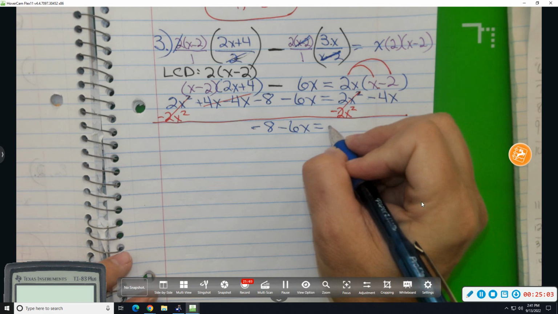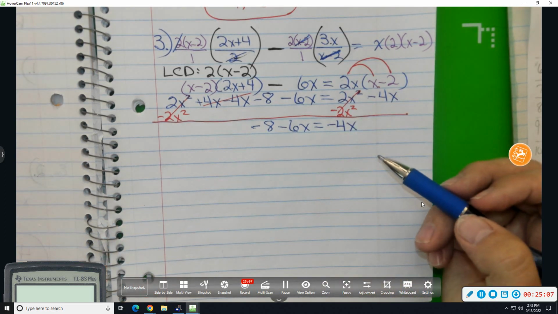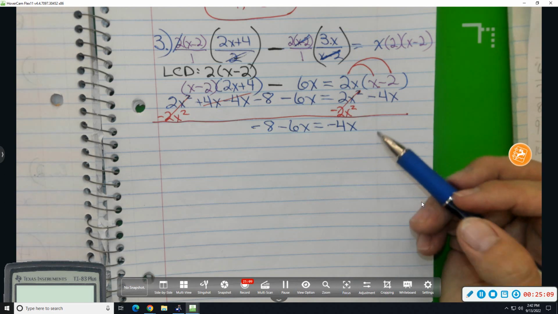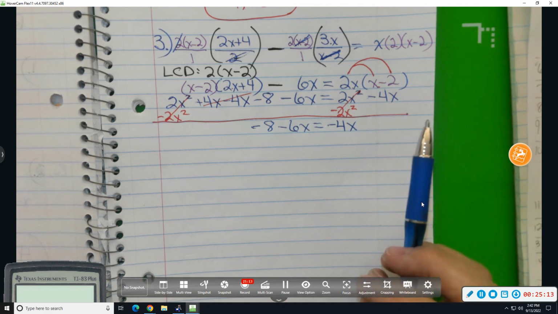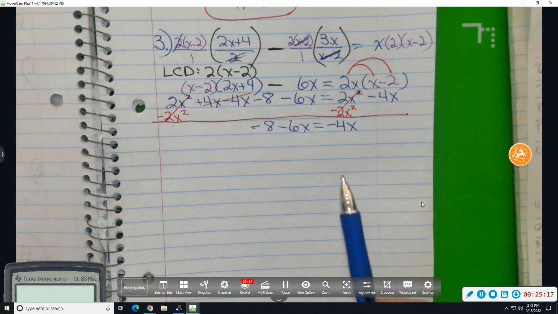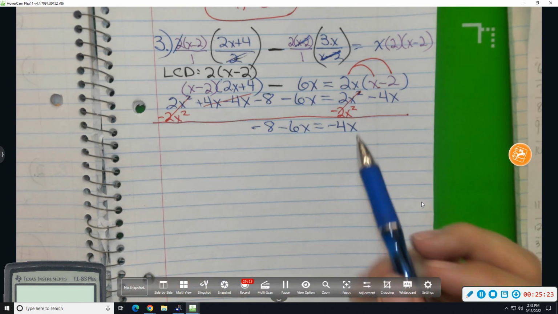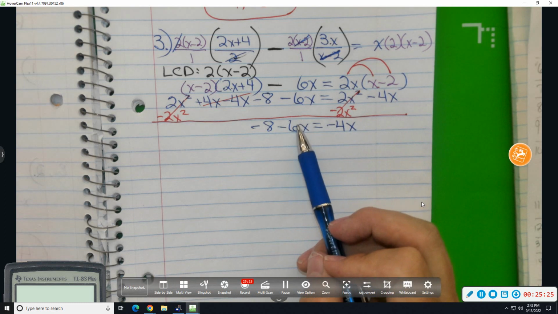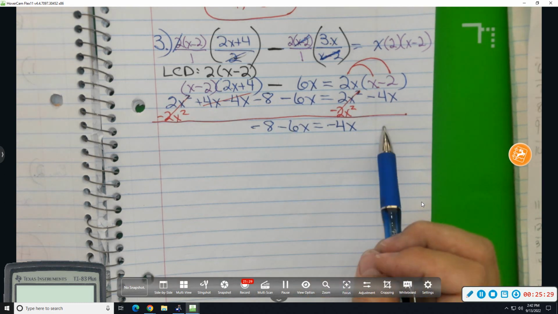A negative 4x. I agree. This is a linear equation. It doesn't get much easier than this. We have to combine our x terms and then divide by the coefficient. I think the quickest way is to get the x's on one side and the numbers on the other side. I'm not going to move this term over here, because if I do, then I have to move this 8 over there.